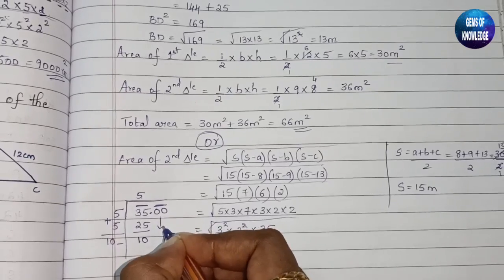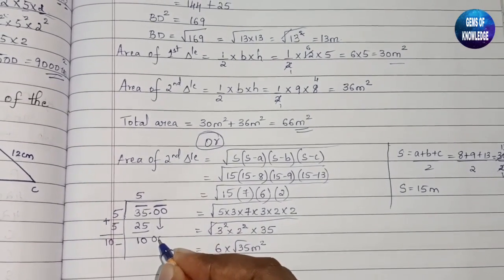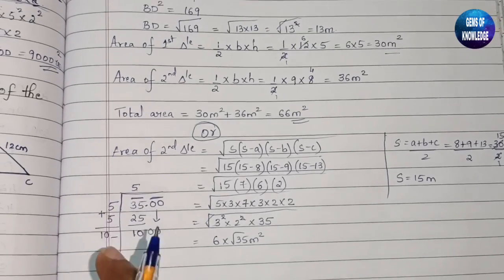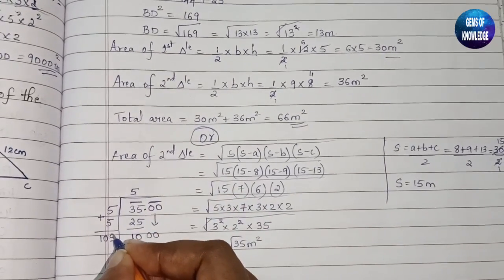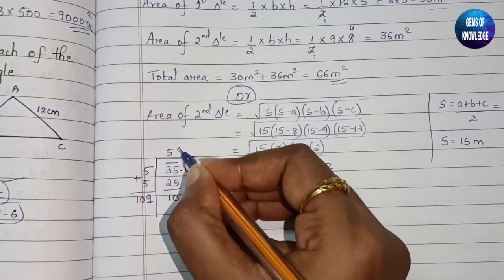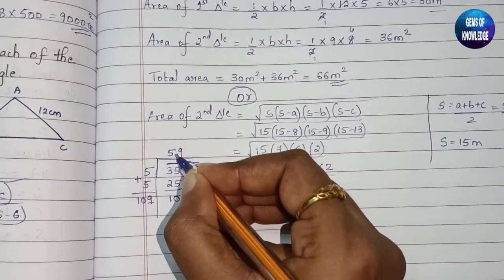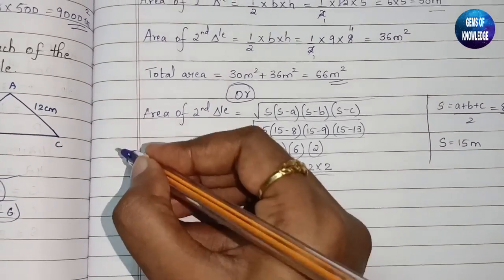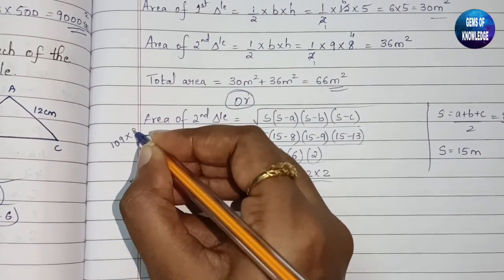We need to take these zeros down, so that this will become 1000. Okay, this will become 1000. Now we are going to add some numbers, like 109, and this same number we are going to apply over here, and this point will be transferred here. Okay, now 109 into 9. So let me multiply 109 into 9.